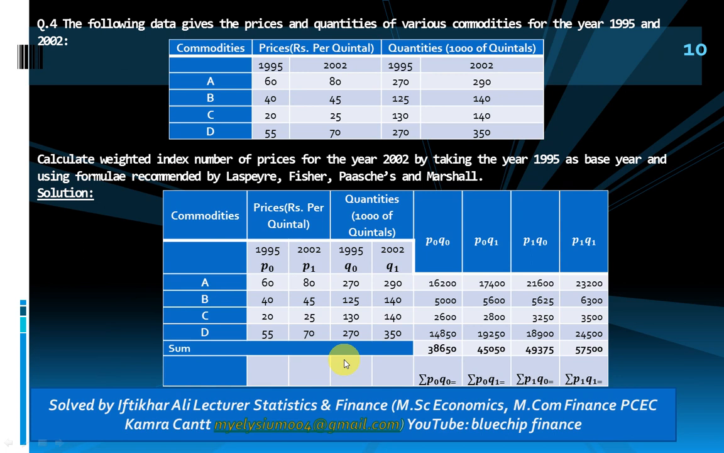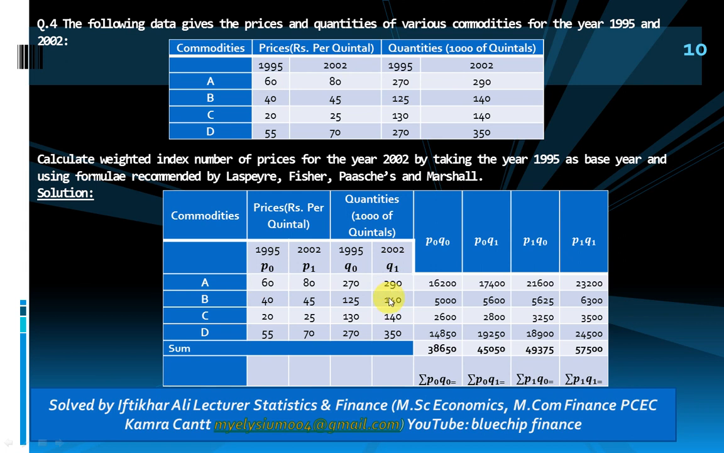Besides this, there are other formulas, but these four are mostly used. As I told you many times, we need just four calculations: sum of P0 Q0, P0 Q1, P1 Q0 and P1 Q1. The first year is the base year, so the price of the base year is considered as P0, quantity of the base year as Q0, the price of the current year as P1, and the quantity of the current year as Q1.